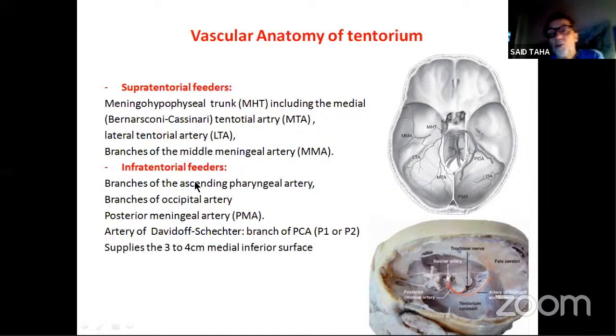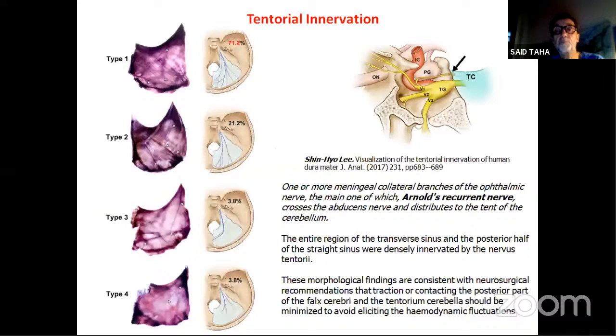In the infratentorial part, we have a branch of the ascending pharyngeal artery, occipital artery, posterior meningeal artery, and the artery of Davidoff and Schechter, a branch of the PCA, originating from P1 or P2 and supplying the 3 to 4 centimeter medial, inferior surface of the tentorium.